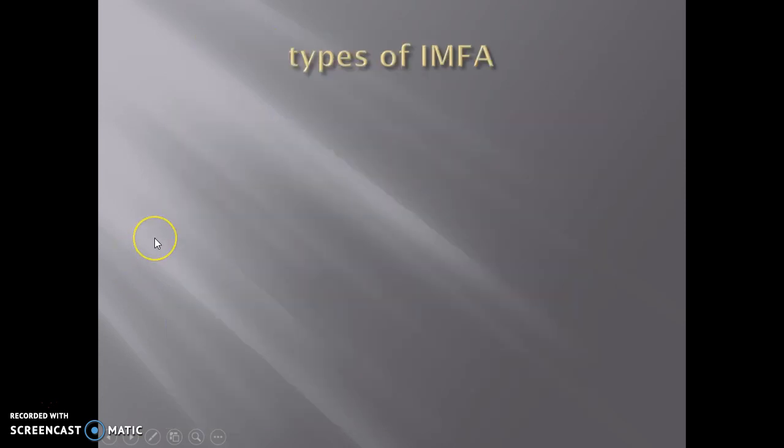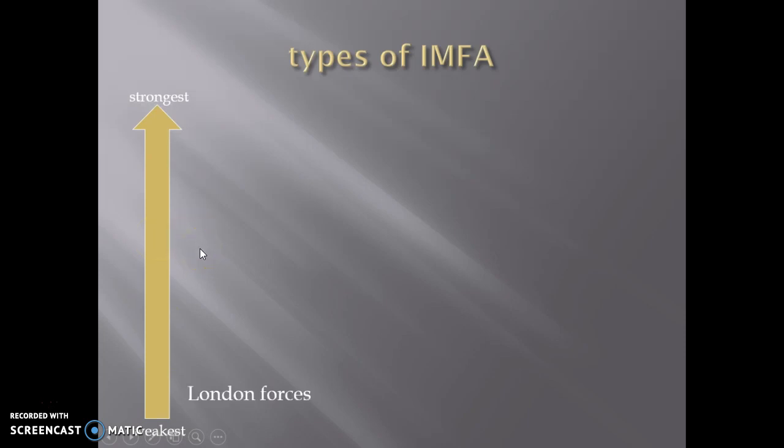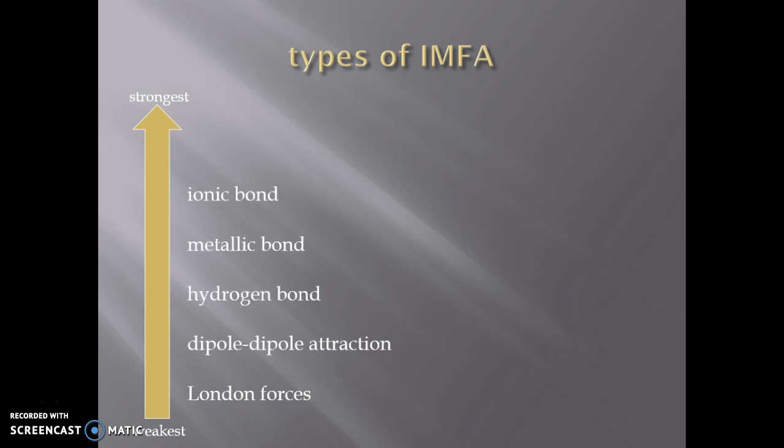So, different types of IMFAs. If you remember, there were 6 of them that we learned first year. We're going to look at those same 6 again this year. From weakest to strongest: London forces, sometimes called London dispersion forces, dipole-dipole attractions, hydrogen bonding, metallic bonding, ionic bonding, and finally the strongest, covalent network. So hopefully these ring a little familiar to you.